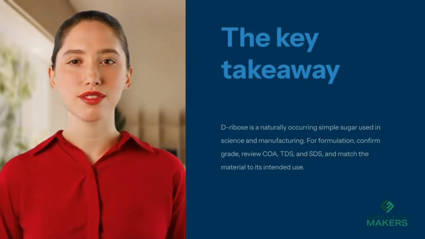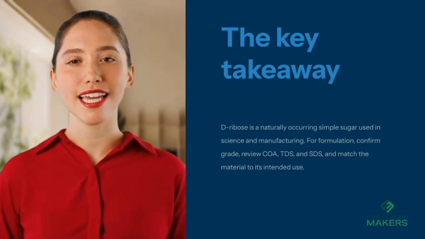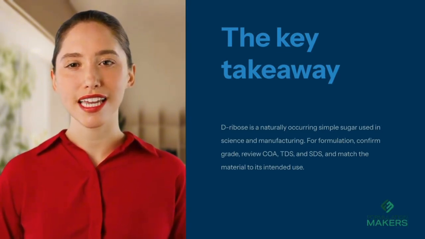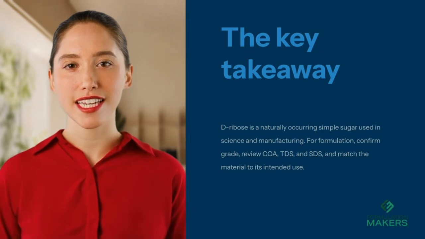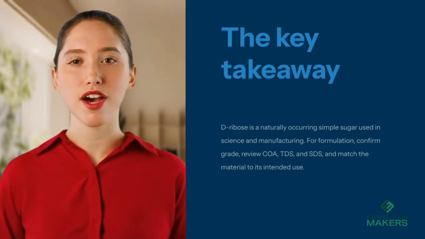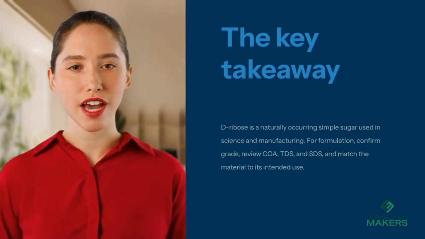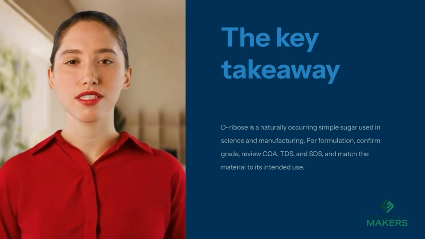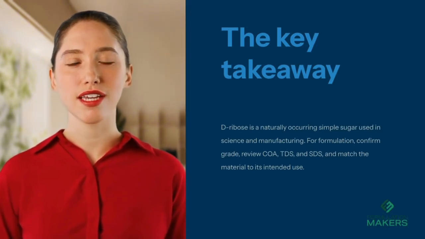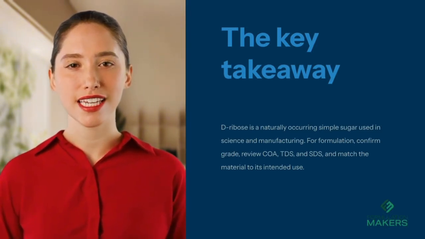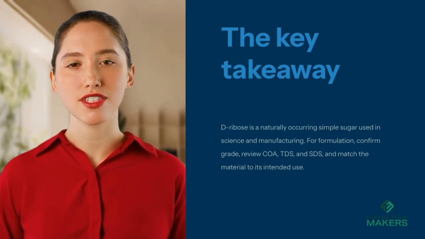So when D-ribose shows up in papers, databases, and ingredient catalogs, it's the same idea coming into focus from different angles. A naturally occurring simple sugar with a defined place in both science and manufacturing. If you're using it for formulation, don't stop at the name. Check the grade, review the COA, TDS, and SDS, and make sure the material matches the job you need it to do.